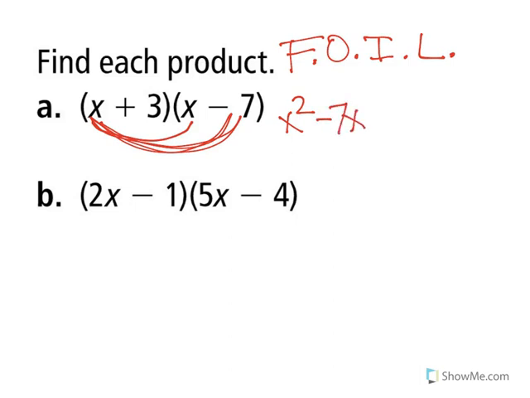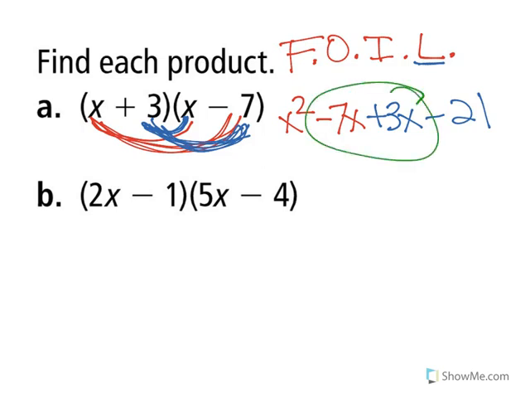And then I'm going to change colors. The inside terms, 3x. And then the last two terms, which would be your two constants, 3 times negative 7 would be negative 21. And then, like every method, you would combine your middle terms and get x squared minus 4x minus 21. Okay.